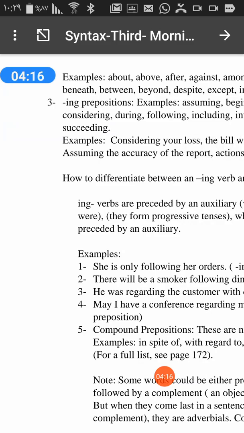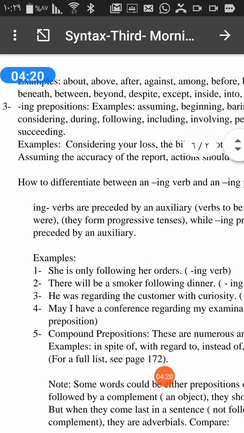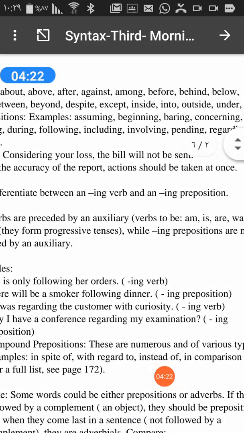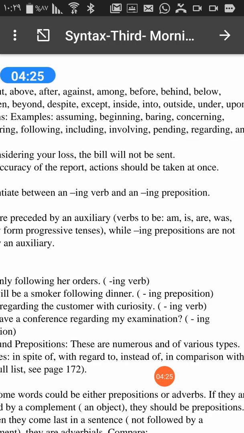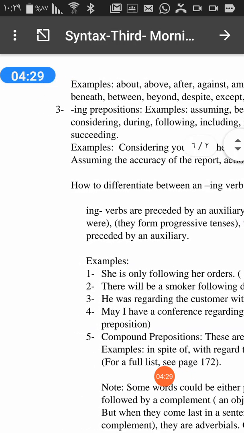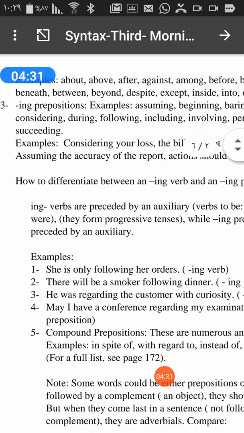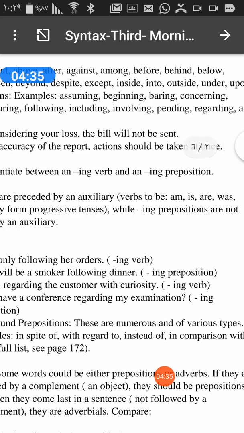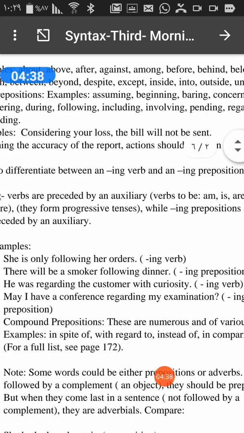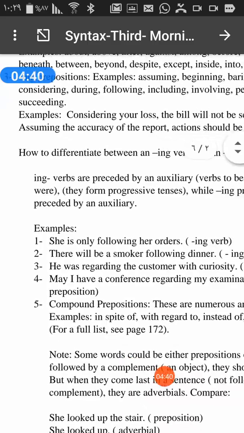The third type of prepositions are called ing prepositions. حروف الجر التي تنتهي بالing. Examples are assuming, beginning, barring, concerning, considering, during, following, including, involving, pending, regarding, and succeeding.